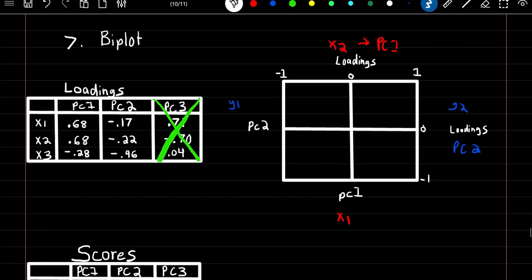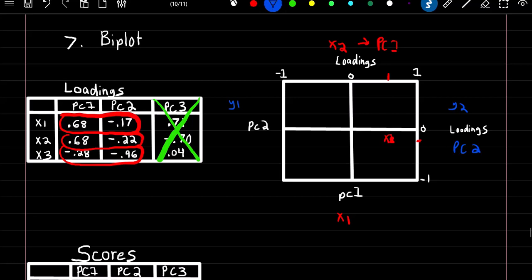So now if we wanted to plot our loadings, we essentially have 3 groups of observations. We have 0.68, negative 0.17 for variable x1. We have 0.68, negative 0.22 for variable x2, and we have negative 0.28, negative 0.96 for x3. So if we wanted to add our x1 to the graph, it's going to be at 0.68 for principal component 1. So since principal component 1 is concerned with how far left or right, that observation would fall right about here for our x2 axis. And for our y2 axis, it would fall at negative 0.17, so right about here. So where these two lines intersect, or where our x1 value would fall, will be right about here.